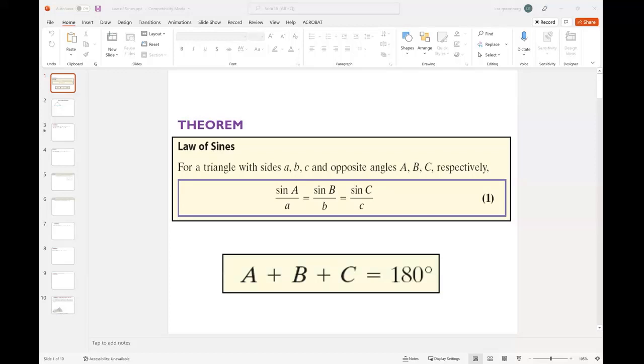So basically, the law of sines says that the sine of A over A, where the capital letters are angles and the small letters are side lengths, equals the sine of B over B equals the sine of C over C. I'm going to do a really quick proof just so you can see how it works instead of just having it magically appear. But that is what the law of sines is. And just as a reminder, if you add up all the angles of a triangle, it always equals 180 degrees.